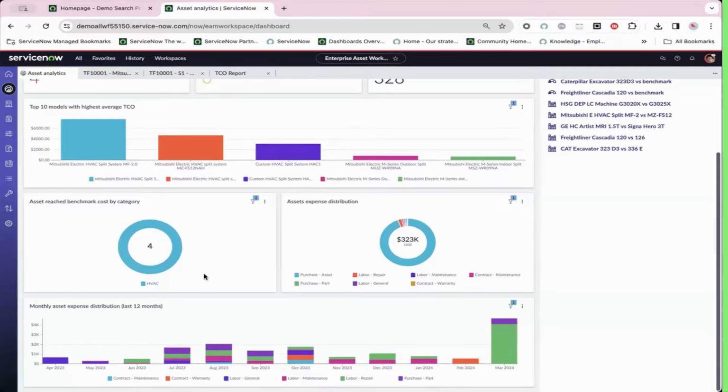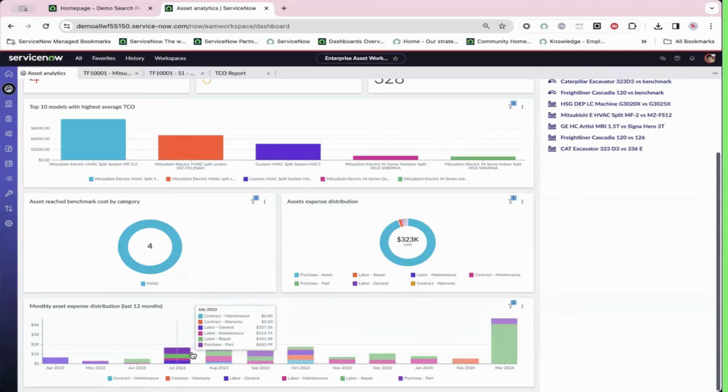You can see here your assets that have reached that benchmark cost by category and what that asset expense distribution looks like, whether those are for parts, for assets, for any labors, whether that's repair, general, or maintenance, or is it under contract, warranty, or maintenance? So this is where you can see how that's distributed among the cost.